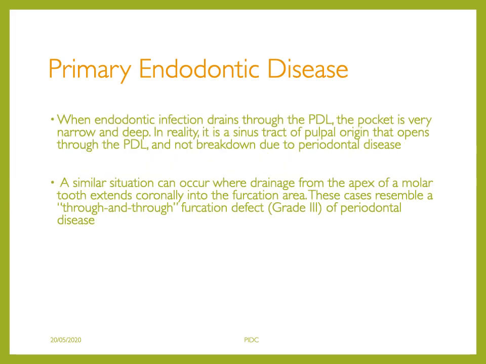When endodontic infection drains through the periodontal ligament, the pocket is very narrow and deep. In reality, it is a sinus tract of pulpal origin that opens through the periodontal ligament and not a breakdown due to periodontal disease. A similar situation can occur where drainage from the apex of a molar tooth extends coronally into the furcation area. These cases resemble a through and through furcation defect of periodontal disease.